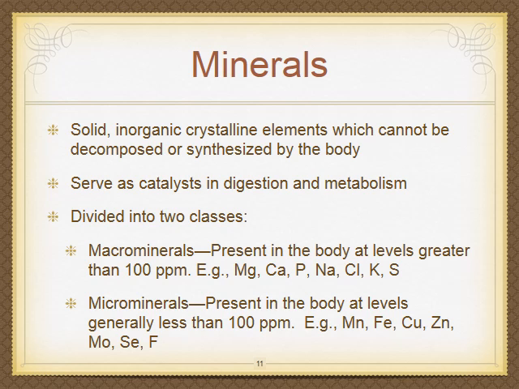Now, the microminerals are present in the body at levels generally less than 1,000 parts per million. These elements include manganese, iron, copper, zinc, molybdenum, selenium, and fluoride. And so these are required at lower levels, and typically if the animal is not getting enough of the microminerals, they can become deficient. Production is going to go down, and what we're going to discuss in the future is how we can supplement these microminerals in the diet so the animal doesn't suffer from poor production.